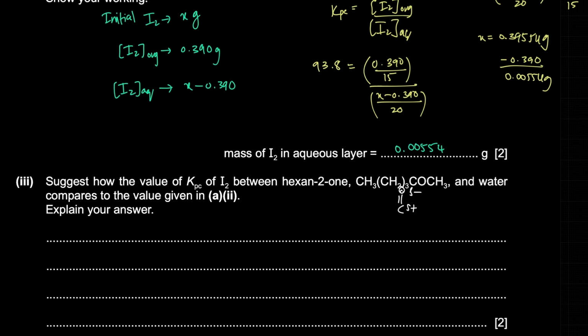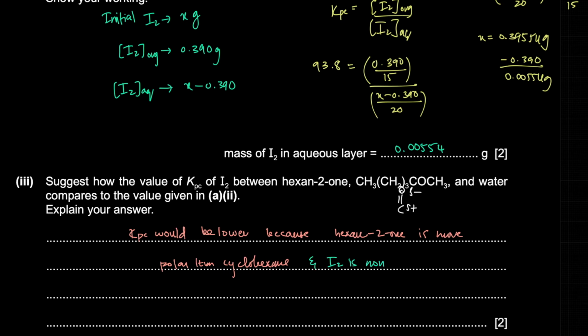So we can say over here that the Kpc would be smaller, or lower, because hexan-2-one is more polar than cyclohexane, and iodine is non-polar, hence it is more soluble in cyclohexane, or we can say it is less soluble in hexan-2-one.